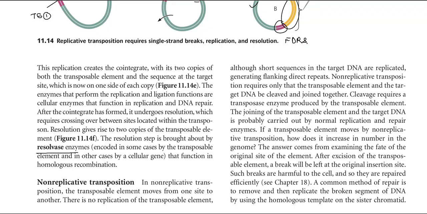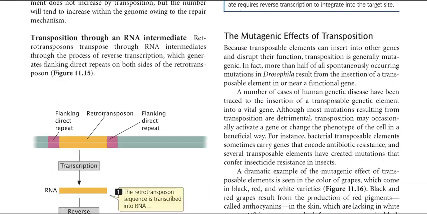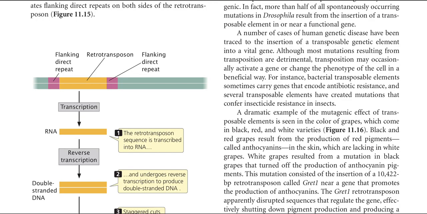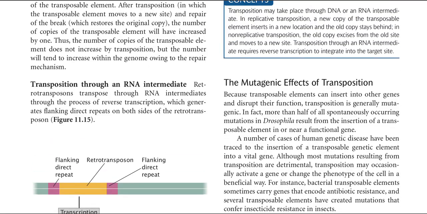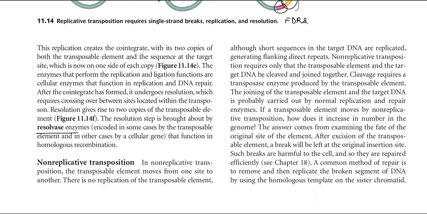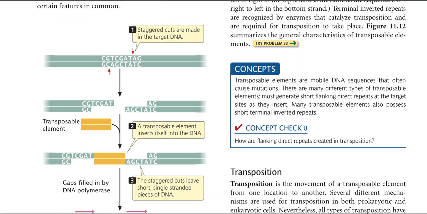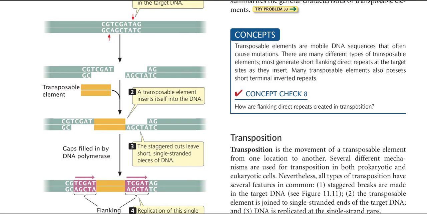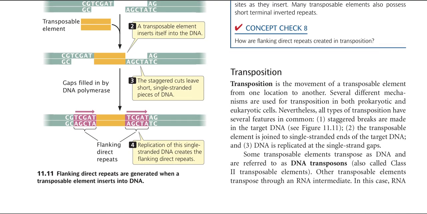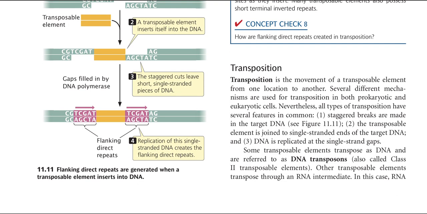In the non-replicative transposition, which commonly occurs very simply, the particular transposon has to move from one place to another, and that will be simply done as we had talked about in this diagram. The cut will be made in the target sequence. The transposable element will bind to that particular sequence, and these gaps will be filled by DNA polymerase, hence generating the flanking direct repeats, and in this way the transposable element will be inserted into the target gene.